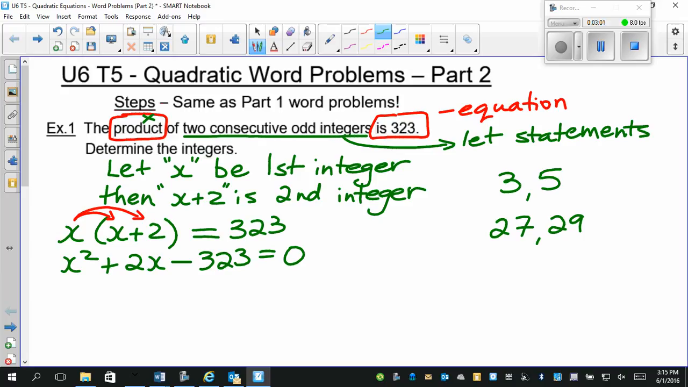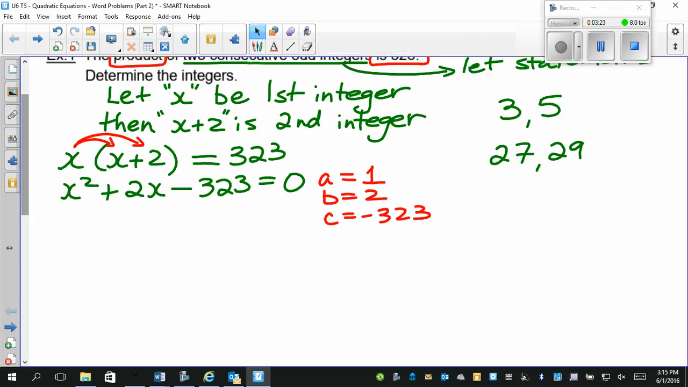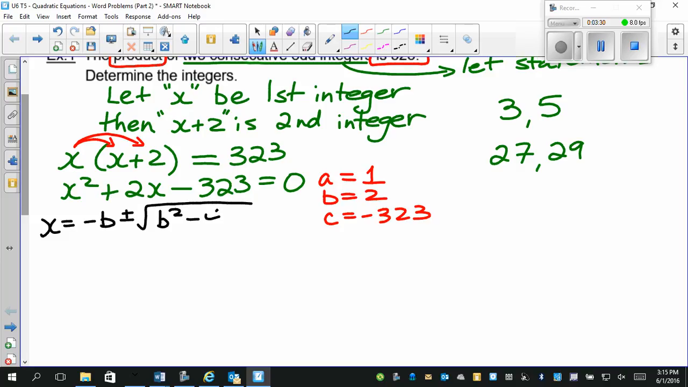Now, if I wanted to try and factor this, I could, but I'm not feeling great about the 323. And I know that the quadratic formula will always work, so I'm going to make a list of my A, my B, and my C. And then I'll write down my quadratic formula. And now I'll plug them in.